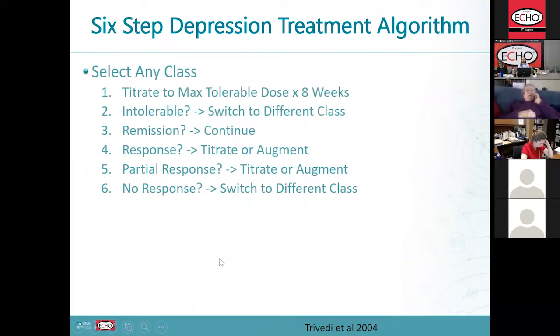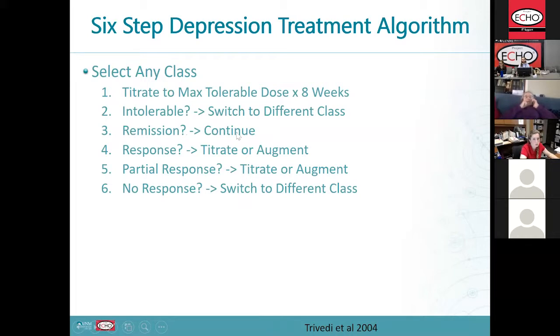All right, so then we go back to our depression treatment algorithm, and you would just apply the same algorithm for resistant depression that you did with non-resistant depression. So after you've defined what the patient has tried, what's been effective, what's been ineffective, what the patient's tolerated, what the patient hasn't tolerated, you use that information to select the class of medication that is indicated, whether that's a TCA or an SNRI. You titrate to the max tolerable dose times 8 weeks, and then you respond to each of these contingencies by doing what's indicated.